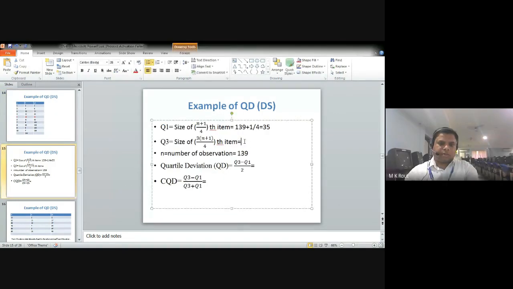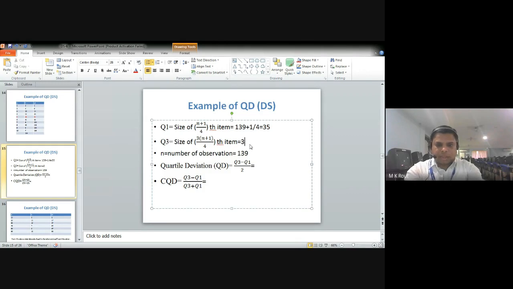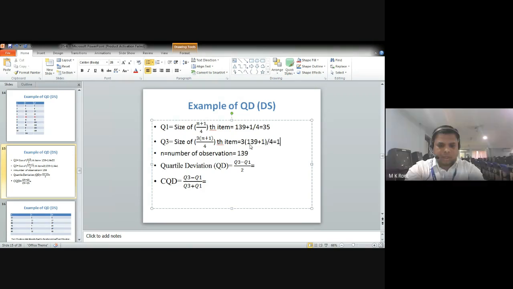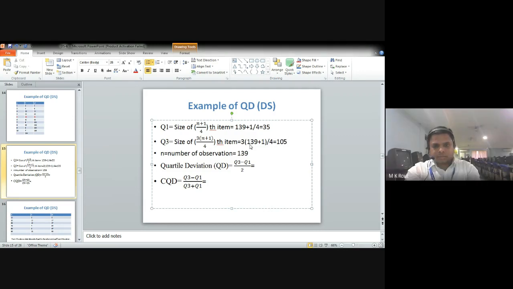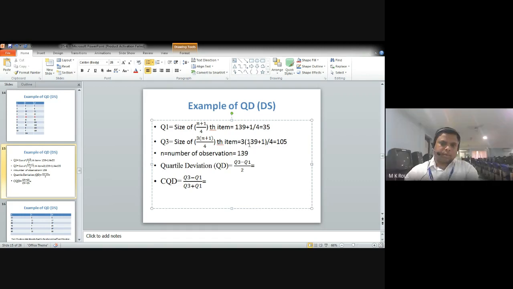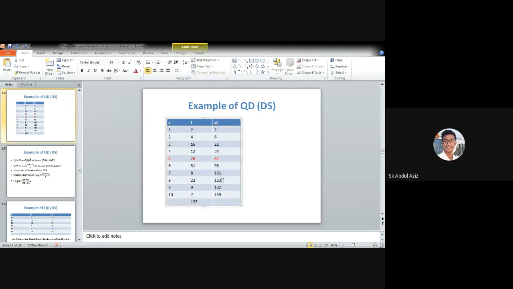Similarly, calculate Q3. We have 3 into the bracket 139 plus 1, whole divided by 4. That is 105. So 105 lies in between which area? 8. This one.